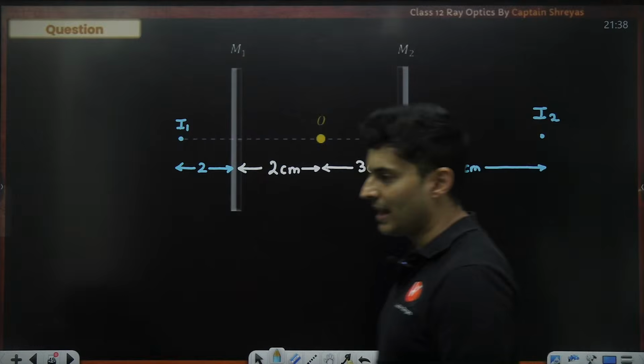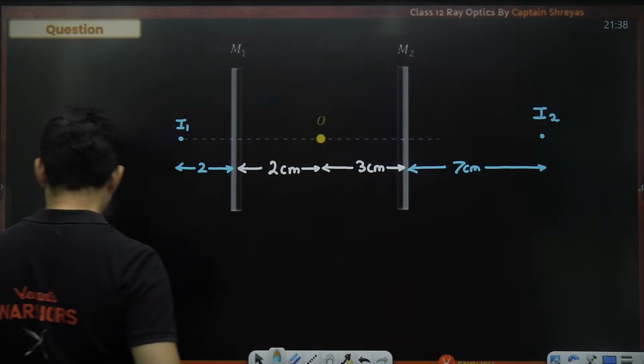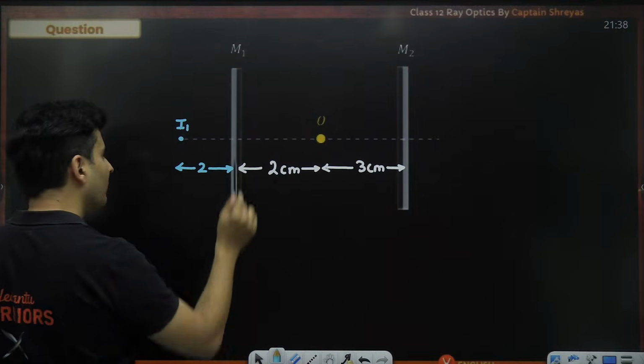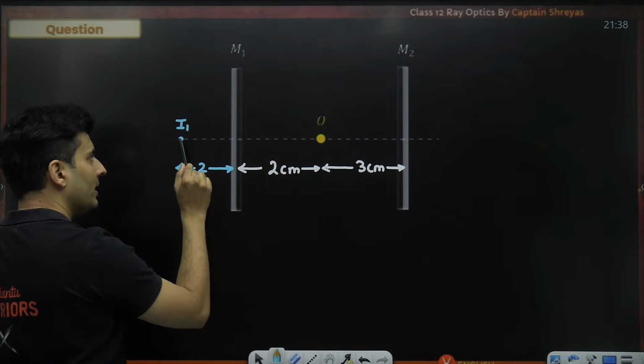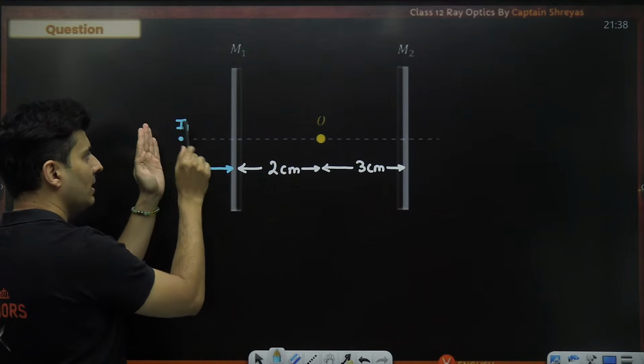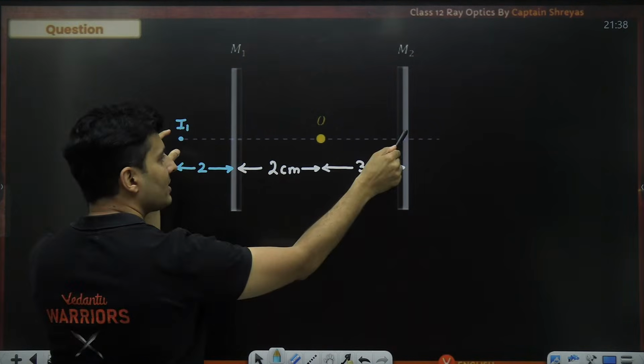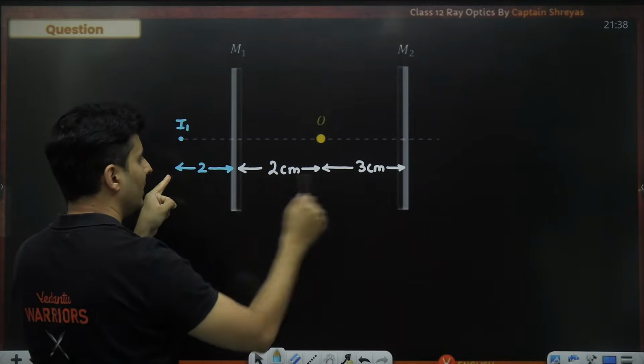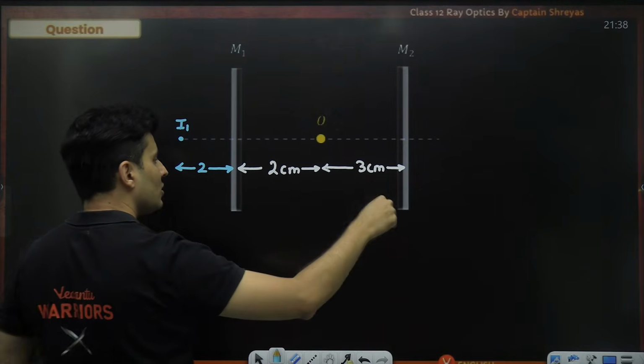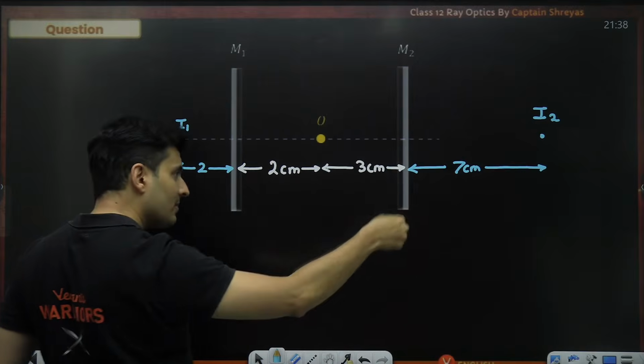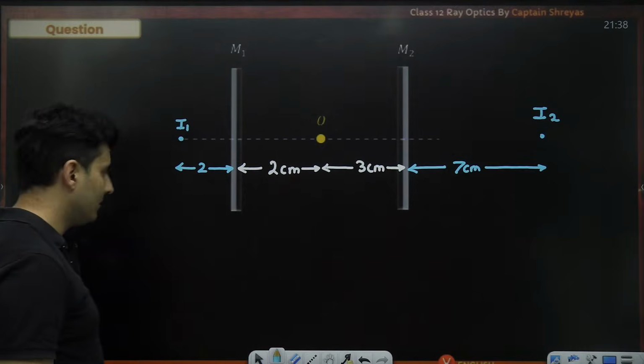Check this out if this is absolutely clear. Okay, the first mirror reflected this object here. This image will now act like the object for this mirror, which is in front of it 7 centimeters. So the reflection will happen behind this mirror at 7 centimeters.